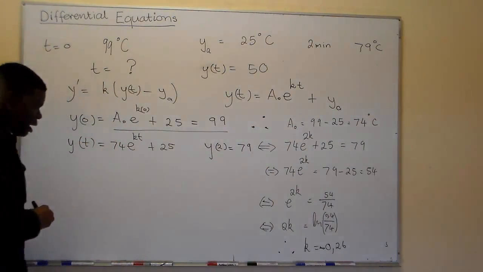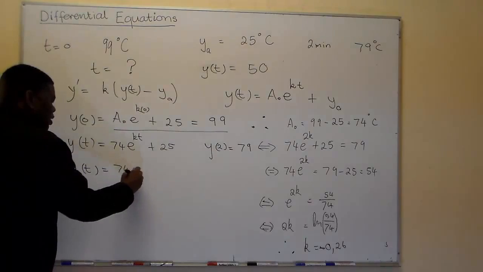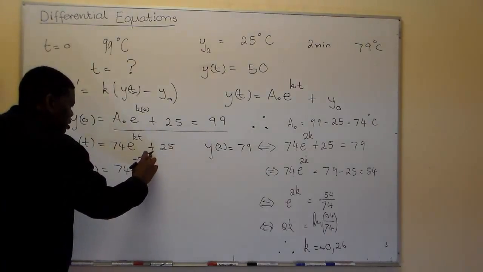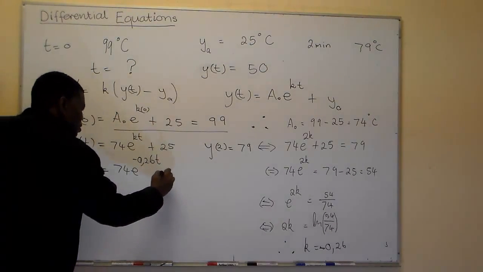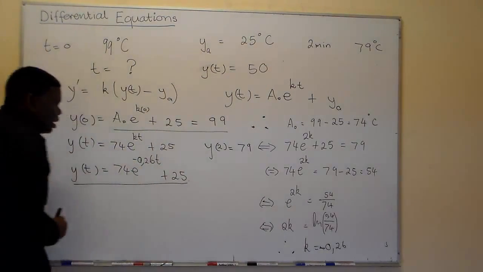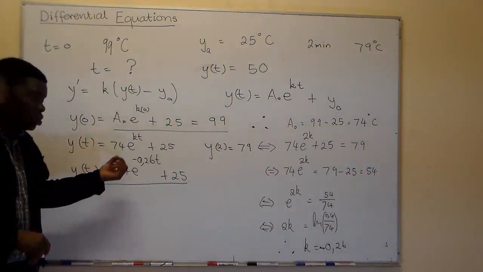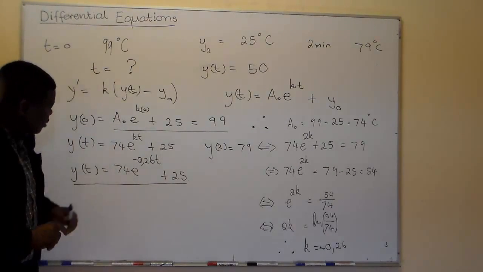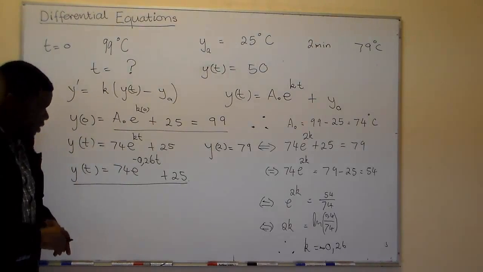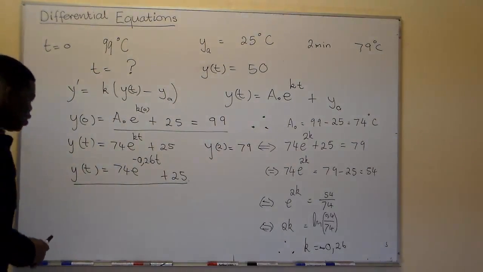We get that. So now we have y of t equal to 74 e to the power minus 0.26 t plus 25. So now this is the particular function which is a solution to Newton's law of cooling as a differential equation, and which you can now use to predict at what time the temperature will be 50 degrees Celsius.